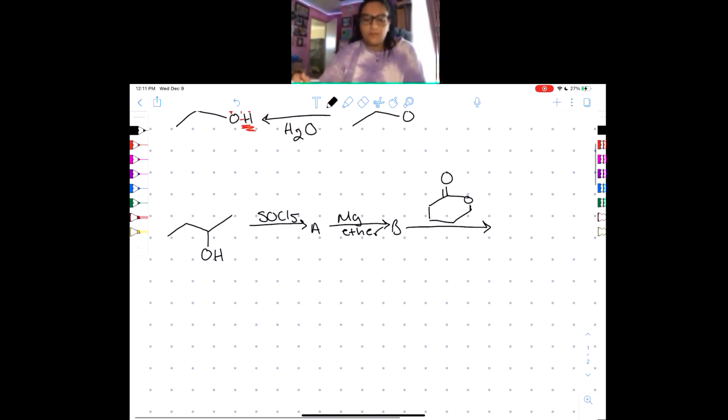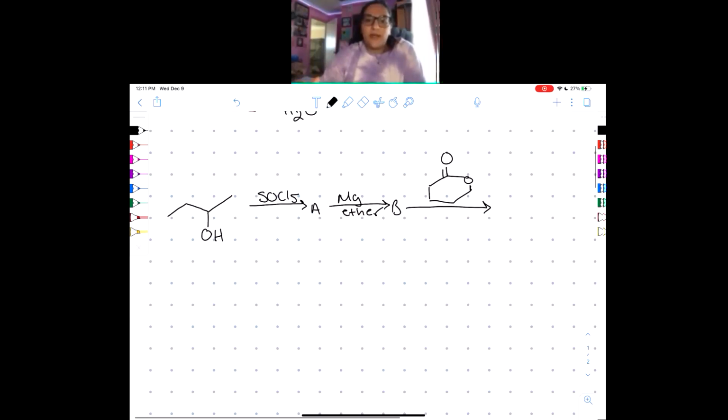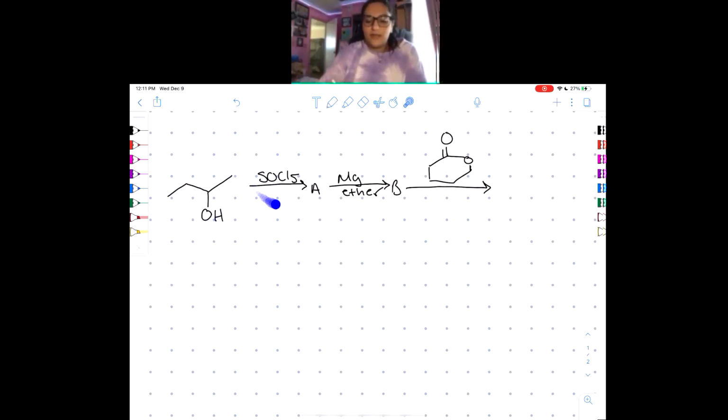Okay, so this is a multi-step reaction where we start out with an alcohol and we have SOCl2. Do y'all remember what SOCl2 does? It turns OH to chlorine, and that's because SOCl2 works exactly the same way PBr3 does. It just replaces with a chlorine instead of a bromine. Awesome. And so magnesium is going to turn what to what?